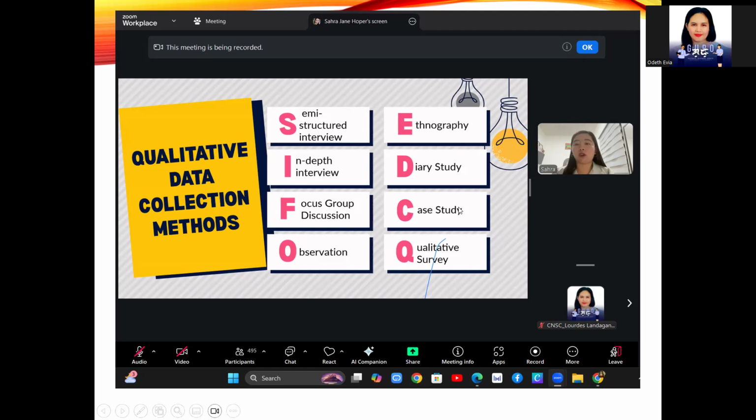And another one is case study. Case study is used for a group of people, and the researcher analyzes their problem. And the last one is qualitative survey. So survey is also used in quantitative data.